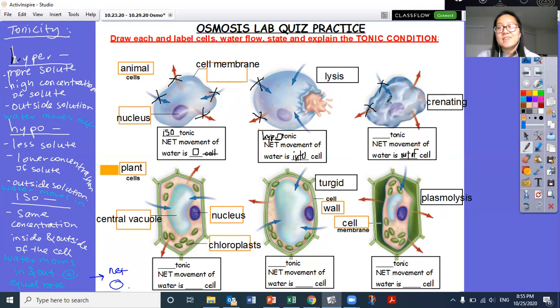The water from the inside is going to try to balance that out and leave to make the solution outside more diluted, so that eventually they will be isotonic. So as the water leaves to go to the outside, because the outside has a lot of solute or higher solute concentration, we're going to call the outside solution hypertonic.